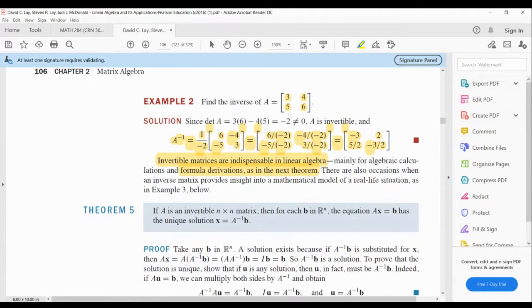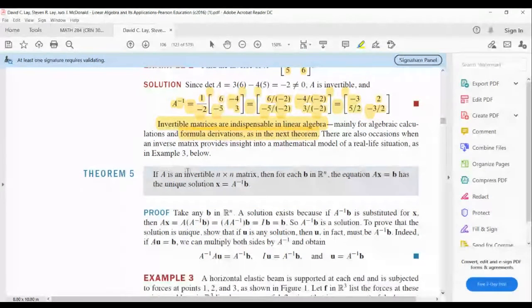Here's a theorem that's really very nice to have. Theorem 5: if you have an invertible matrix A, then the matrix equation A times X equals B is going to have a unique solution. X will equal A inverse times B. That's an interesting formula. Let me show you why it's true.